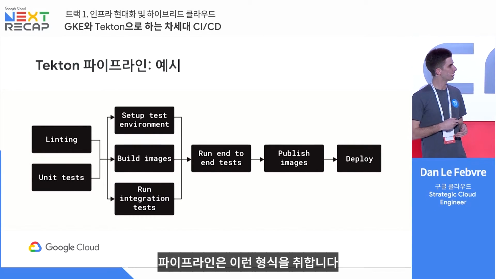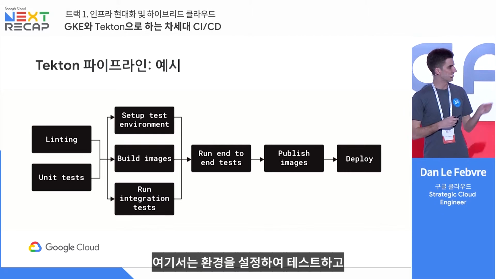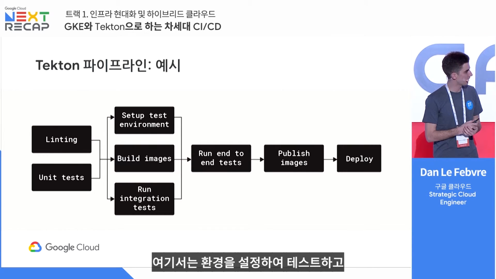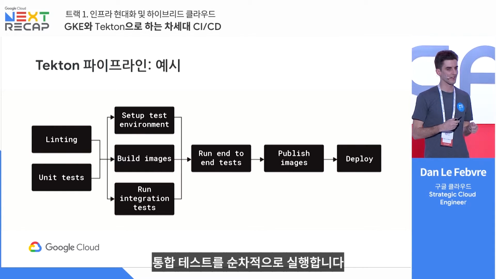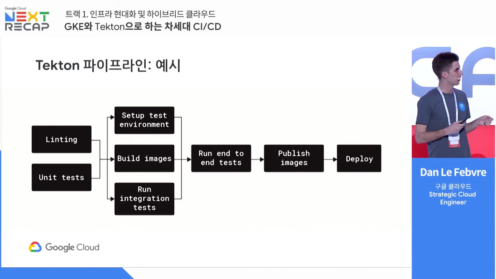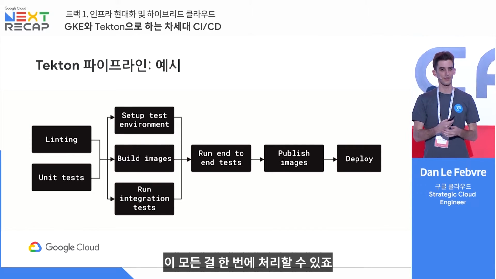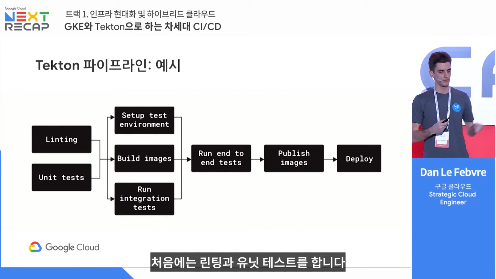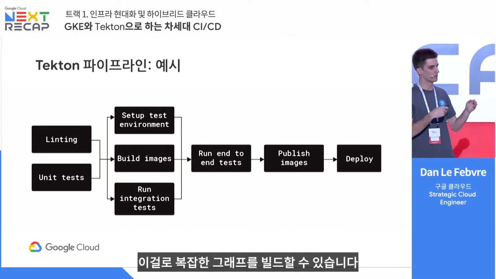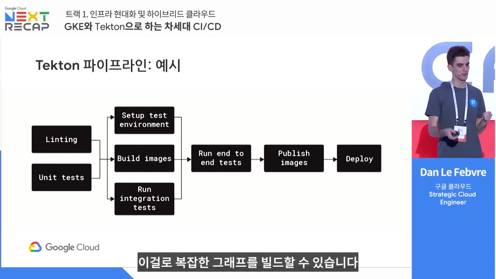This is an example of a pipeline. You can see here that the setup and test environment, build images, and run integration tests are running sequentially because you can do all those things together. And at the end, the pipeline deploys the code, and at the beginning, they lint and do unit tests. So you can build complex graphs doing this.